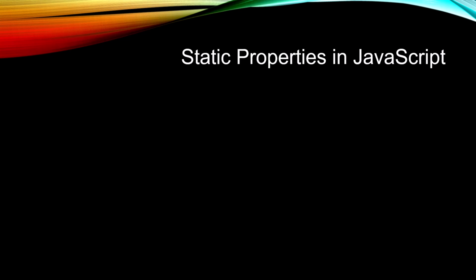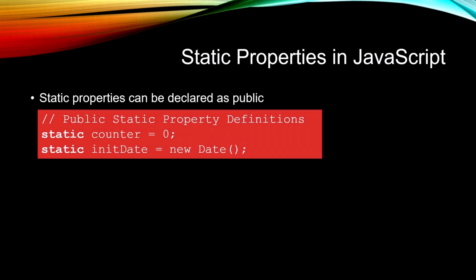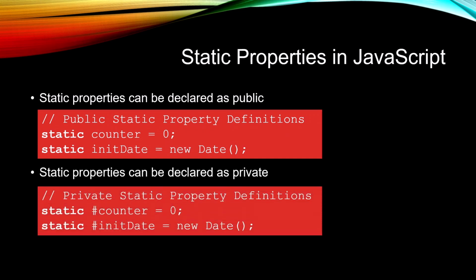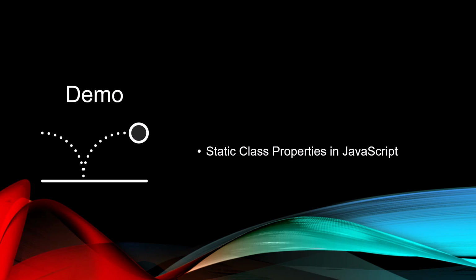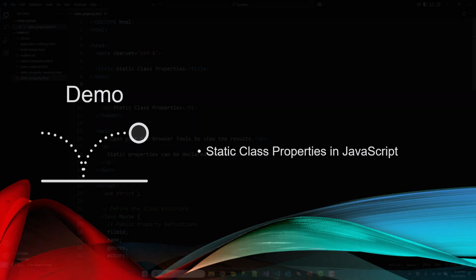We create static properties by using the static keyword in front of a normal property definition inside of a class. You can also create static fields, so private static properties as well, by putting the pound sign in front of the name, just like we did before, again using the static keyword in front of that. Let's take a look at creating some static class properties in JavaScript.